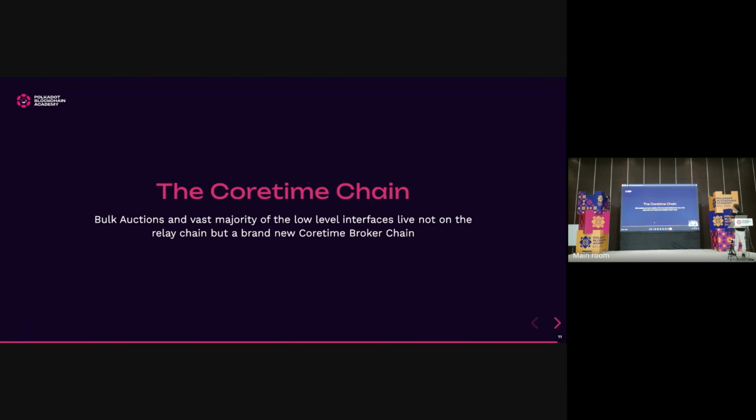There's also all of the Coretime logic, the book auctions and everything. Most of that stuff, as we mentioned with the minimal relay chain initiative, we're trying to move away from the relay chain. So there is a dedicated system parachain called the Coretime chain, where a lot of that logic and the broker for organizing those sales is actually happening.